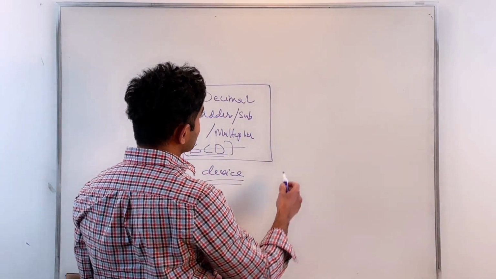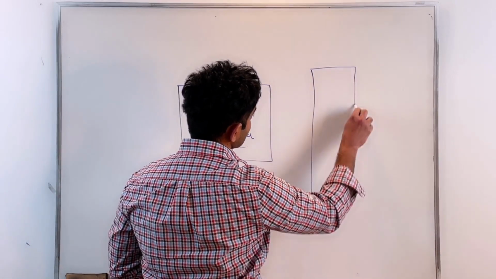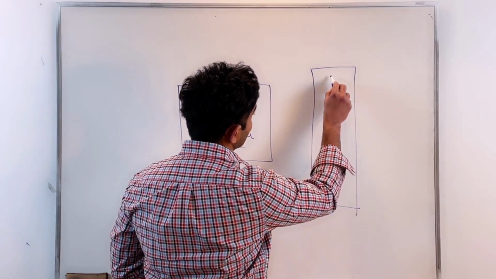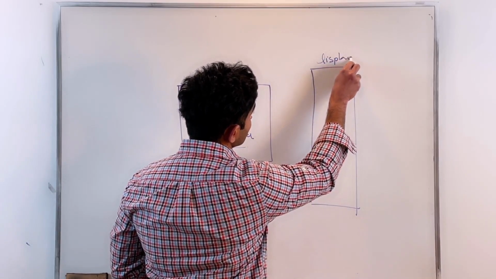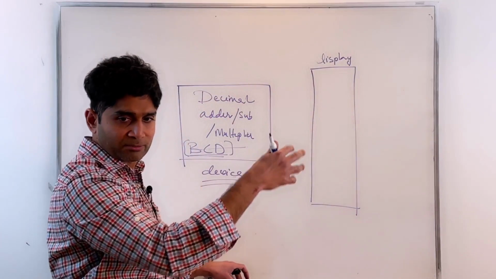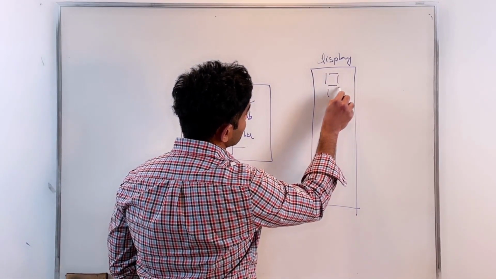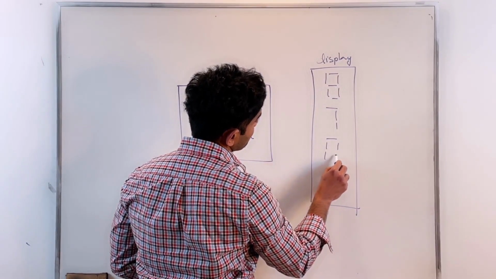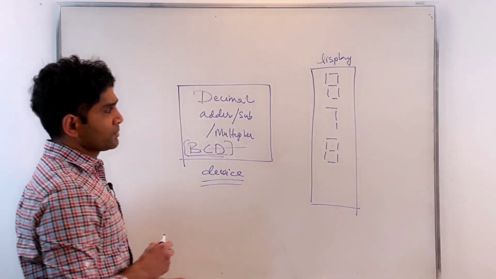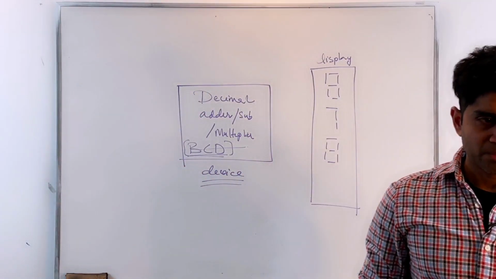And then what I'm trying to do is obtain my answer as a decimal number. That's my display. Whatever answer I get, which is in the binary coded decimal format, I want to view it as a decimal answer, something like this. Right? That's what you see in your calculators. Now, how can I do this?